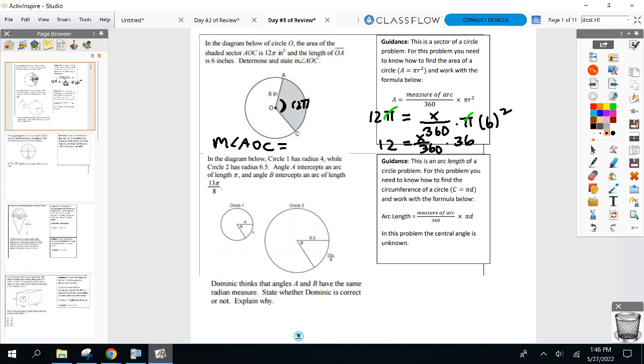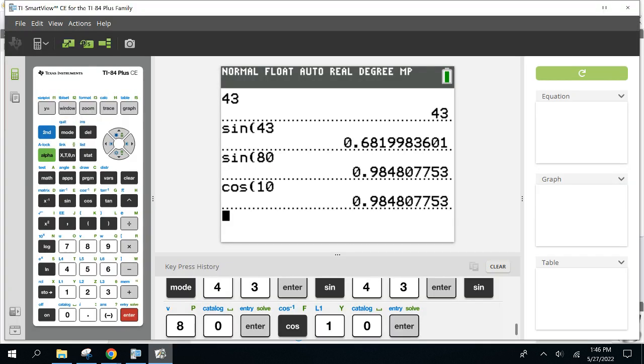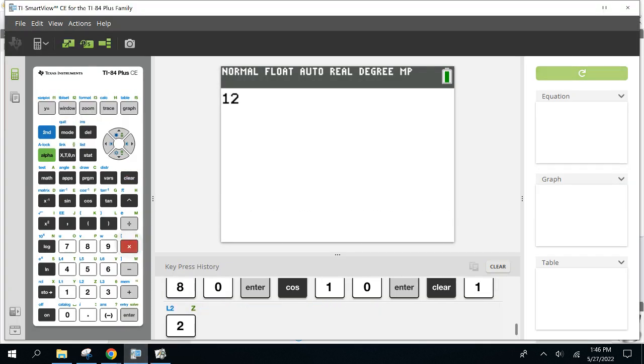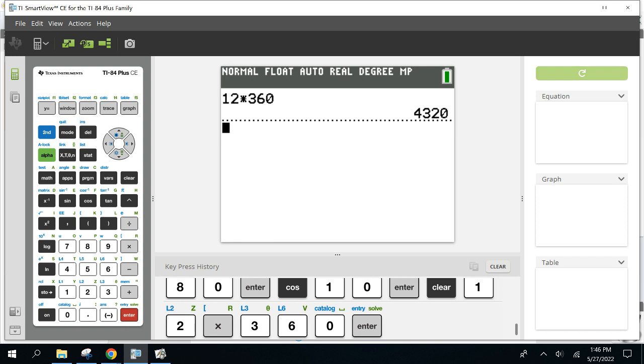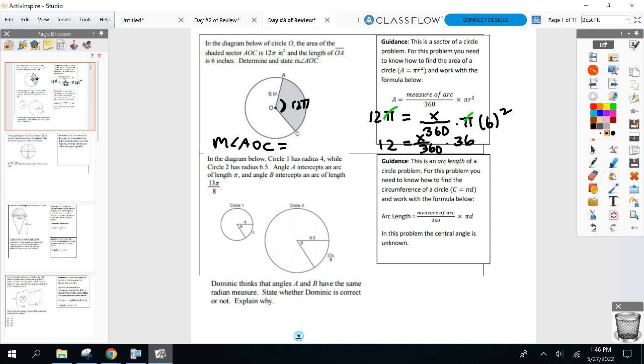I don't think I got the right answer. Why, Claire? What'd you do? Let me do it with you. So I multiplied it by 360. Okay, so you did 12 times 360. And I got 4,320. So did I. X over 360. No. You just multiplied by 360, right?